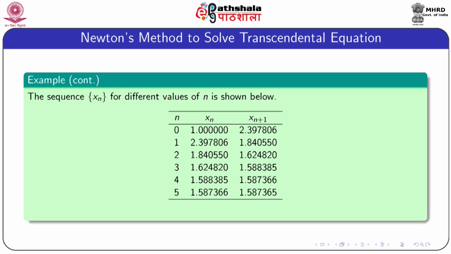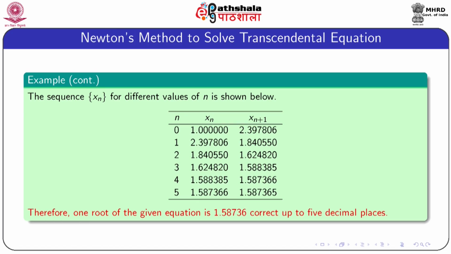Note that after 5 iterations we obtain a root which is correct up to 5 decimal places, and the root is 1.58736. So this is a root of the given equation, and this root is correct up to 5 decimal places, and the number of iterations taken by the method is 5.